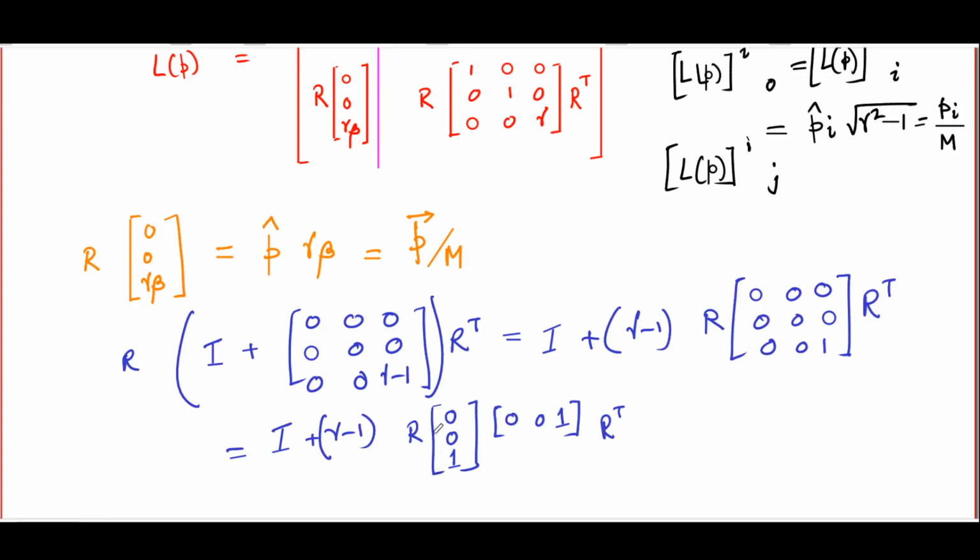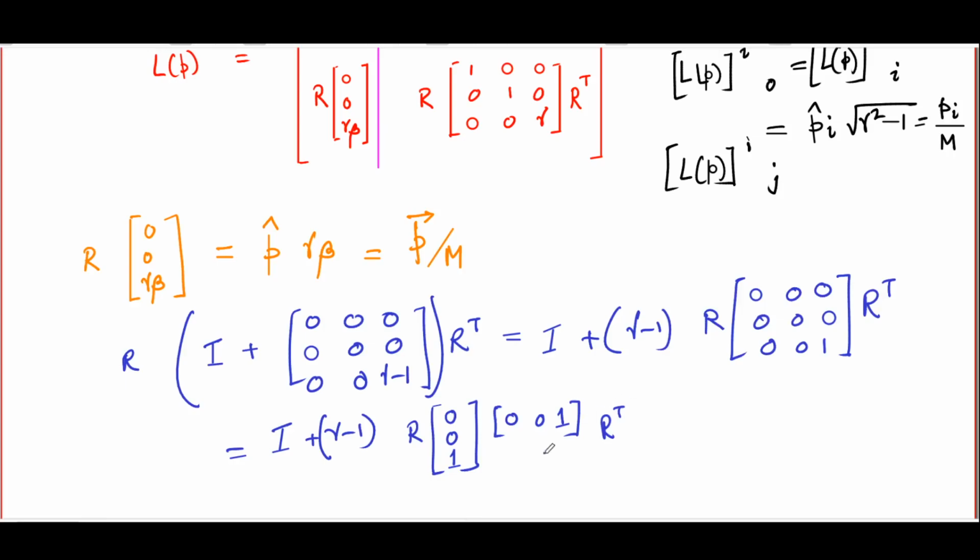But now comes the point. R acting on 0 0 1. What is that? That's nothing but a vector which is in the direction of the final momentum. Remember, we have started with the z-axis here, 0 0 1. Applied R on it. So you should get a vector in the direction of the final momentum, but which has magnitude 1. Rotation, of course, doesn't change the magnitude. So this is nothing but a unit vector in the direction of the momentum. That is our p hat.